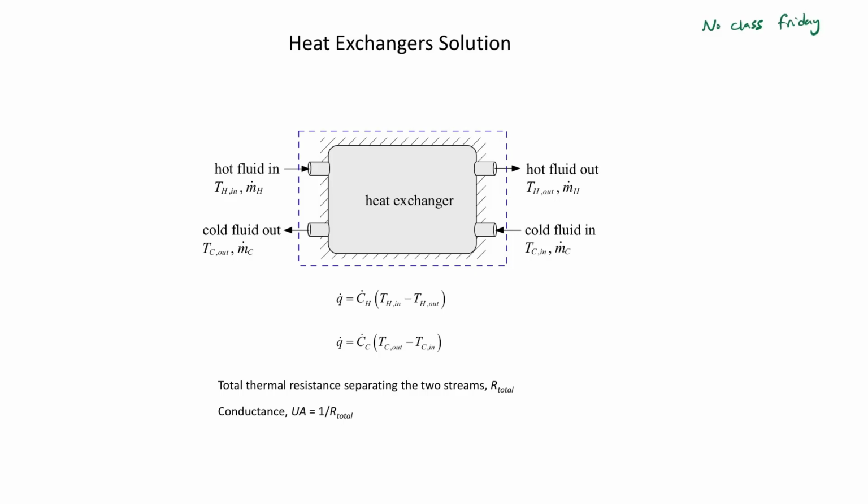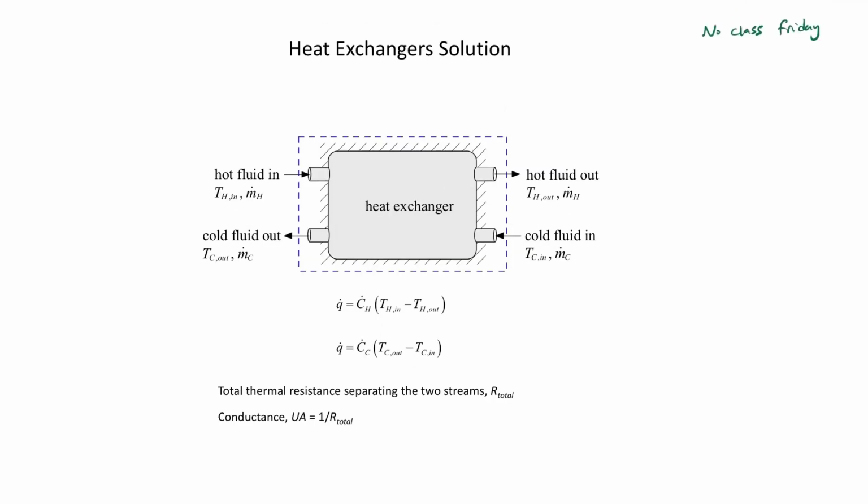Remember, one way to start that process is to think about the total resistance between the two flows. On the cold side you have convection, then you have to go through the wall. There could be fouling resistances on either side of the wall. And then you have convection on the hot side. That total resistance from one side of the flow to the other is related to something called the conductance, our UA. Our conductance is basically the product of the area times some effective heat transfer coefficient between the two streams, so U times A.